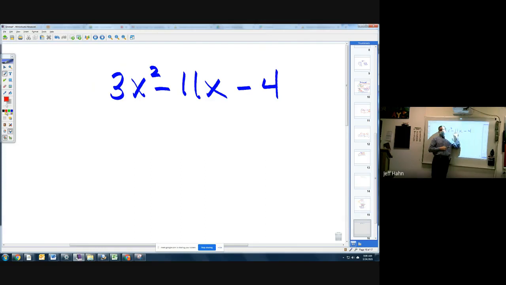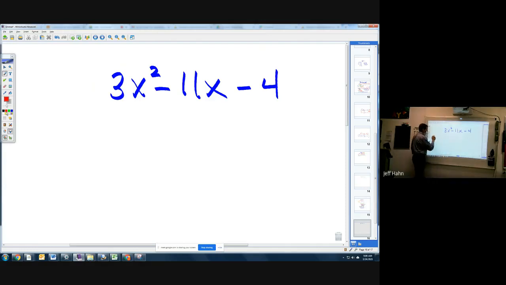Okay? Now, the thing that's different about this one is we have not ever had a number in front of the x squared before. And that's going to cause us great consternation. I didn't say constipation, that's a whole different thing. Consternation and issues here, okay?